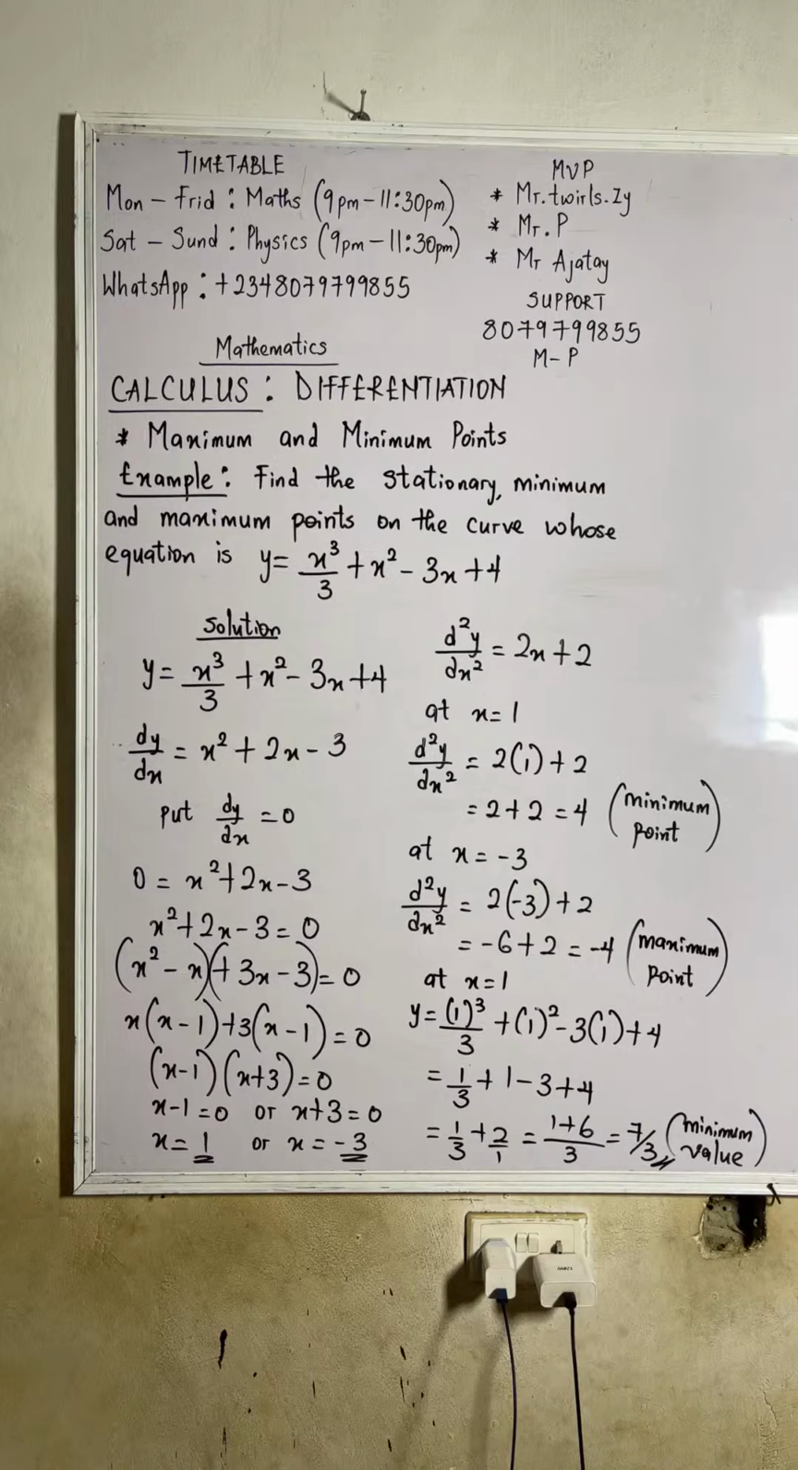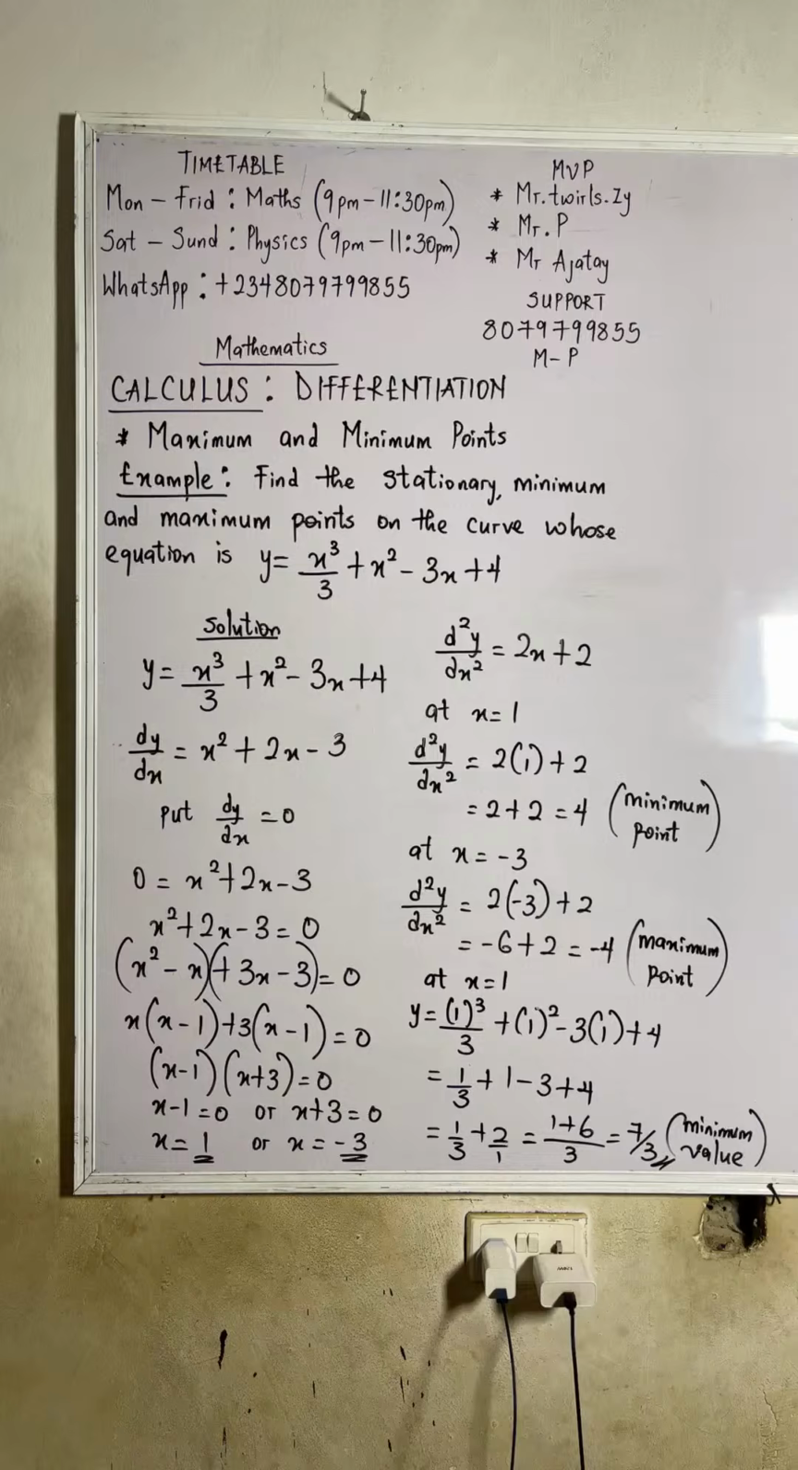They can ask you that if the d square y over dx square is less than 0, what point is it? Is it maximum or minimum or stationary? If it is less than 0, the answer is maximum. So you see that if they did not ask you questions like this in the exam, they can ask you from that formula.